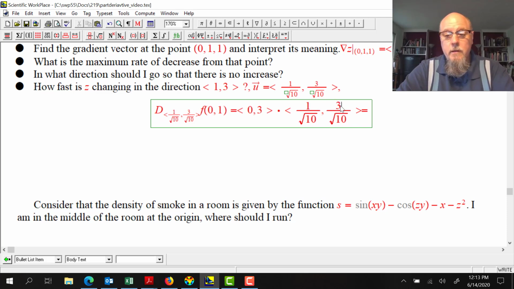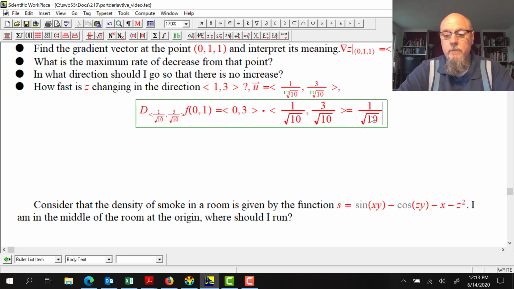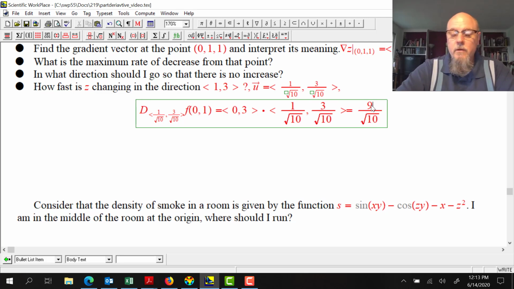This was 3. Okay. Some copy paste acting up. Anyway, I get a number. So if I'm going in this direction, I'm going up at this rate. I knew it was going to be positive.